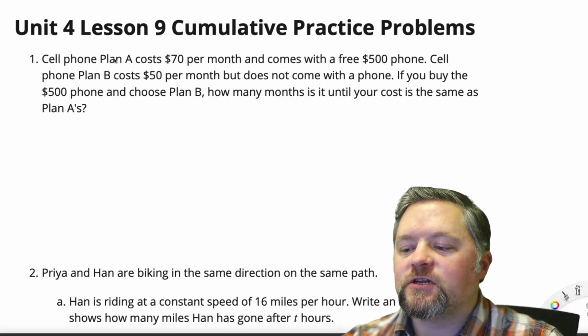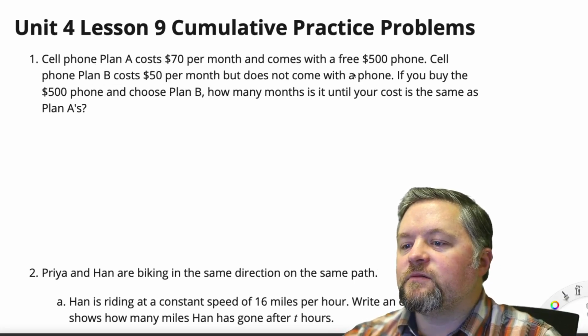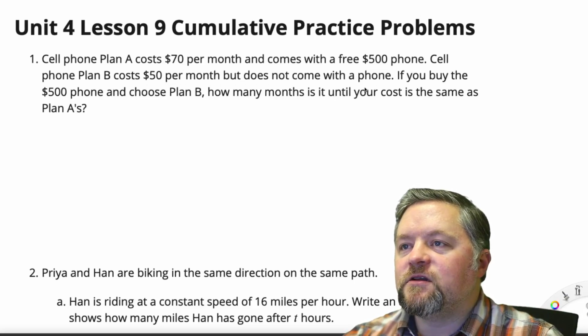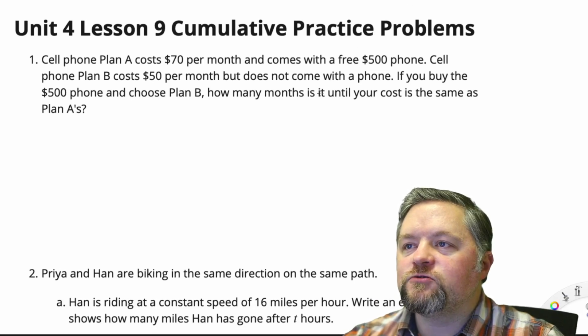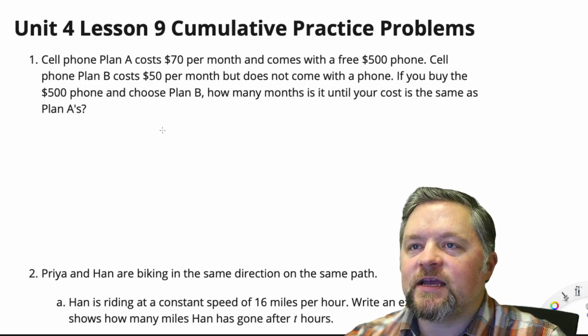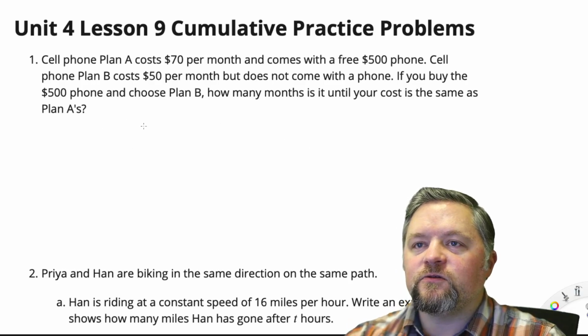Our first question says cell phone plan A costs $70 a month and comes with a free $500 phone. Cell phone plan B costs $50 a month but does not come with a phone. If you buy the $500 phone and choose plan B, how many months is it until your cost is the same as plan A? So what are we going to do?